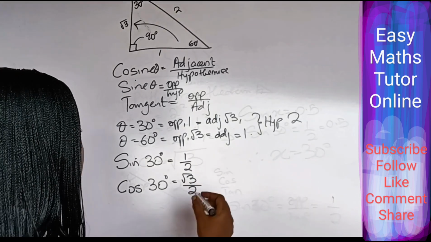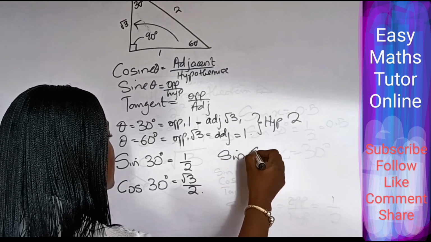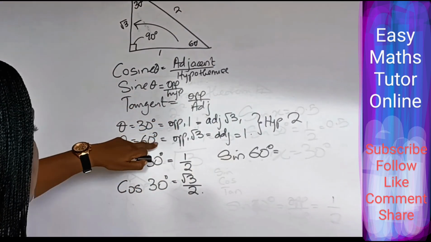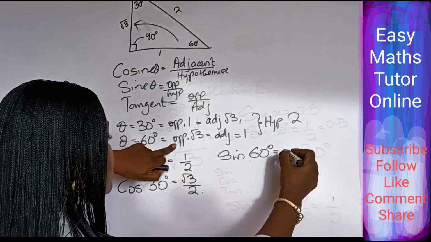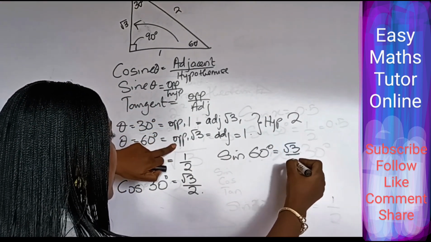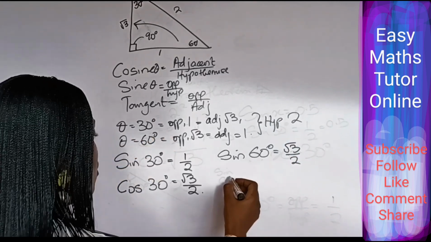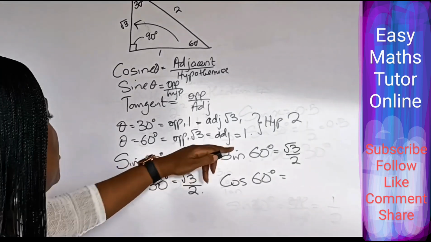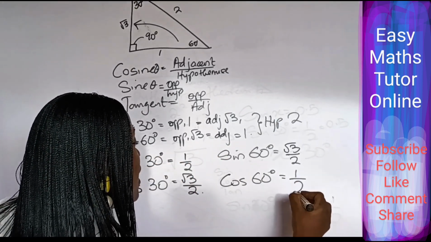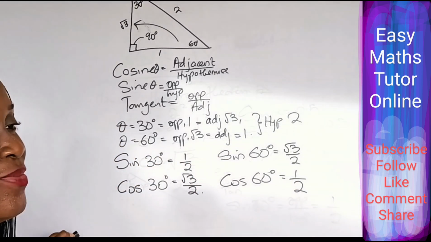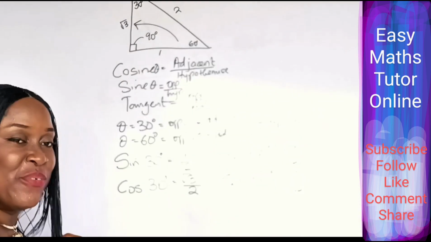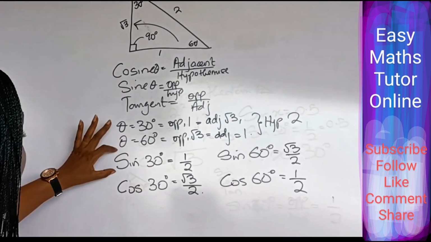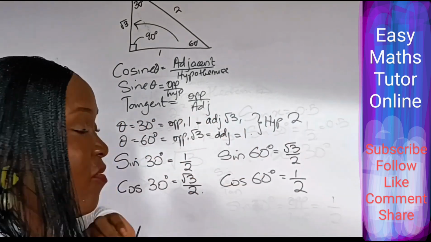Now let's find sine 60 degrees. For sine 60 degrees, the opposite is root 3 and the hypotenuse is 2. For cos 60 degrees, the adjacent is 1 and the hypotenuse is 2. So, draw a conclusion from here. That means there are some ratios that have the same values.